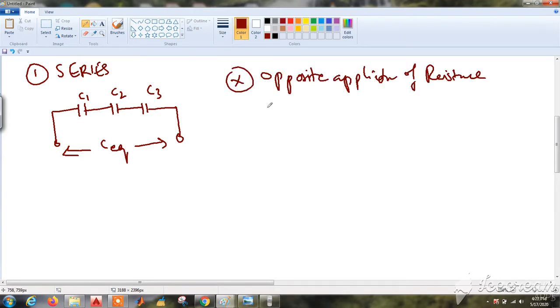We need to apply exactly the opposite of what we used to do in resistance. What we used to do when resistances are connected in parallel, exactly the same we have to do here: 1 by C equivalent equals 1 by C1 plus 1 by C2 plus 1 by C3. This is the equivalent capacitance for capacitors connected in series.